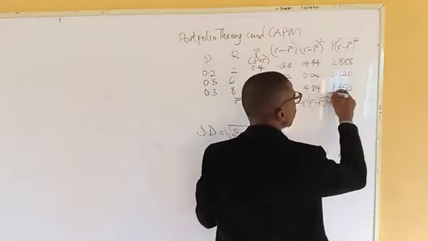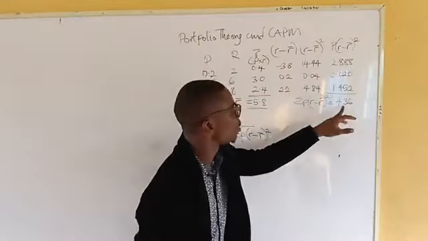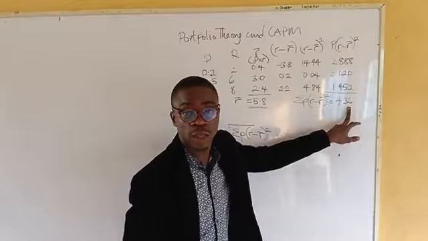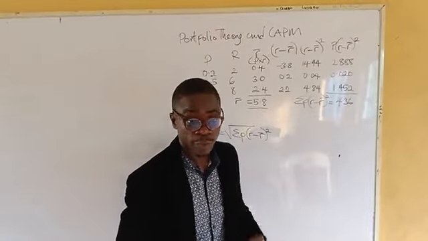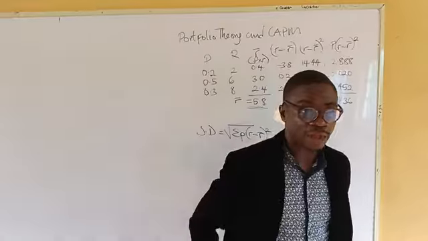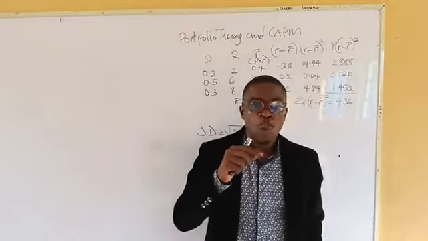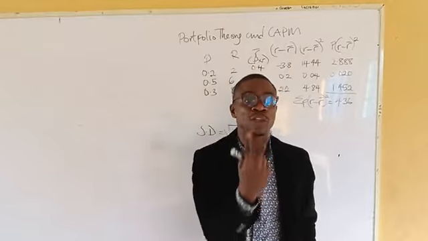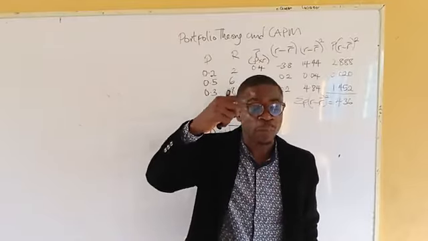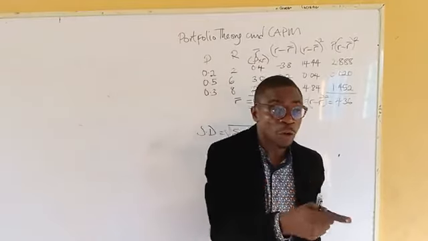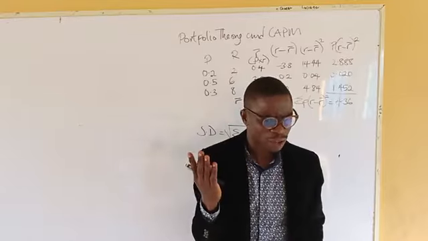Now let me just put this down. Who can tell me what this 4.36 is? This is the variance. Am I communicating now? It is the variance. That means when you square your standard deviation, when you raise it to power 2, it will give you the variance. Do you get what I'm saying now?